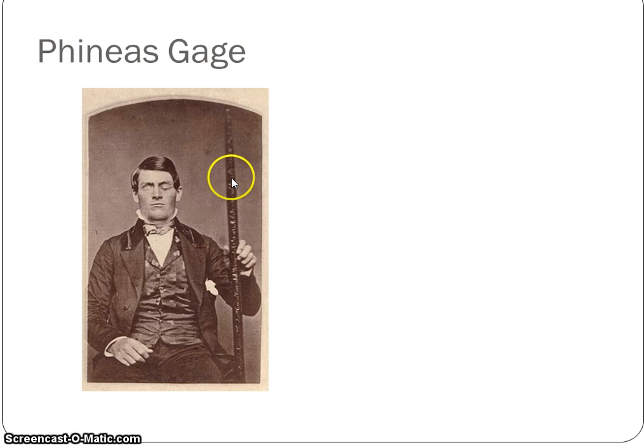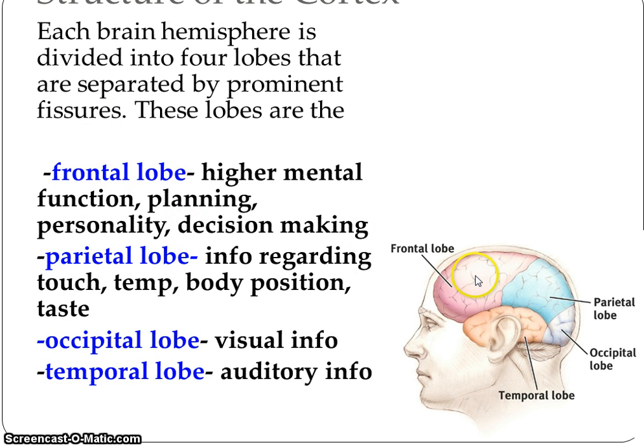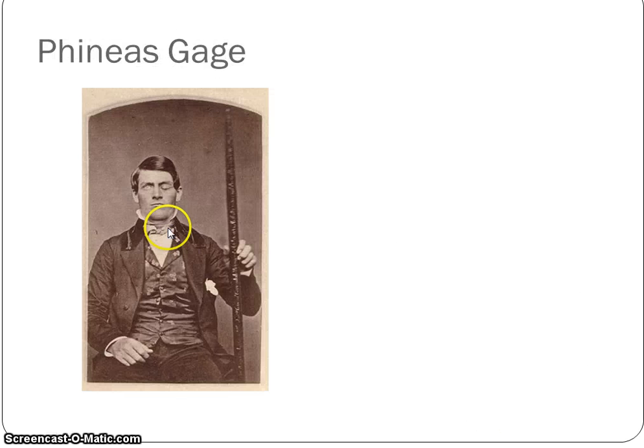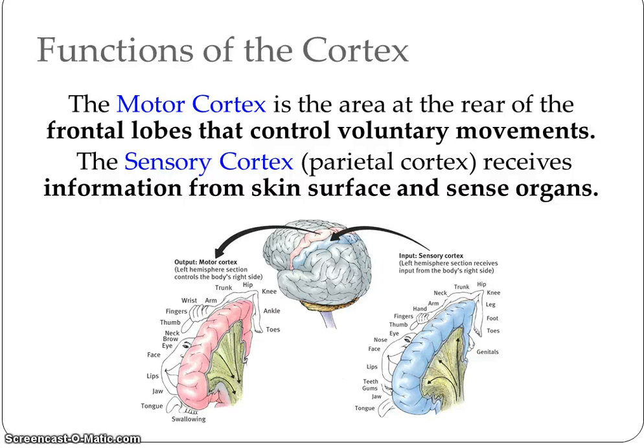What they figured out is that the tamping rod went through his frontal lobe, and it severed his frontal lobe from the rest of his brain. Therefore, all of these things that the frontal lobe is important for, Phineas Gage no longer had the capability to do. So because we have cases like Phineas Gage, we have learned what these parts of the brain are responsible for, and we will continue talking about them for the rest of the semester.